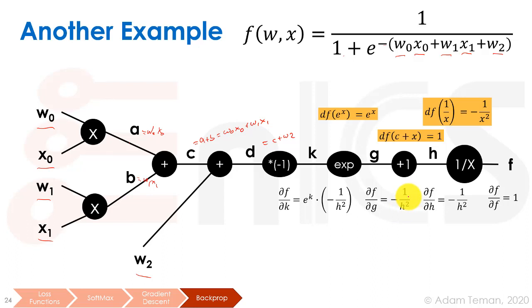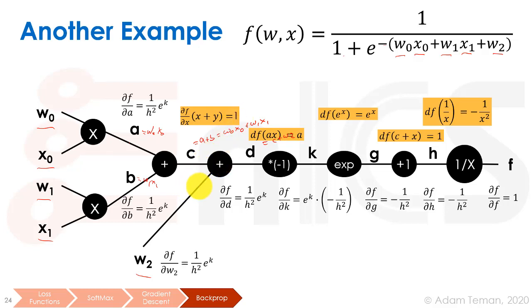Now, minus 1 times x: the derivative of some sort of constant times x is just the constant itself. So we're going to again apply the chain rule, and we're going to get negative what we had over here. So df to dd is 1 over h squared times e to the power of k. Now what we have here is, again, x plus y. We have 2 inputs, and when we derive according to one of them, we get 1. So that's going to be pretty easy. We're just going to get, for all of the inputs, the same thing over here, because it's just going to be multiplied by 1 according to the chain rule.